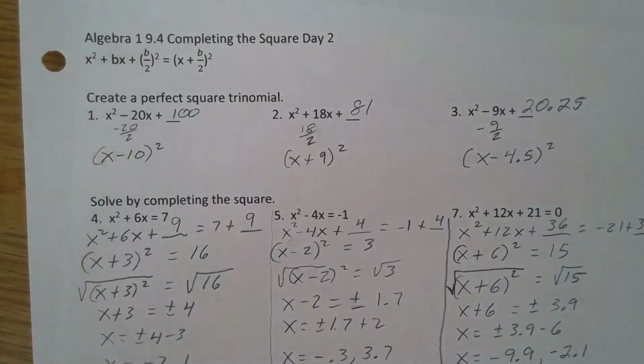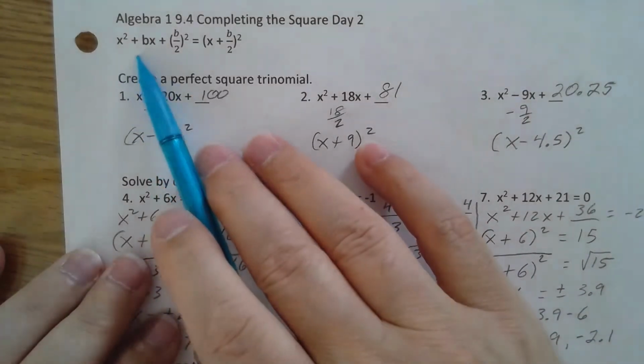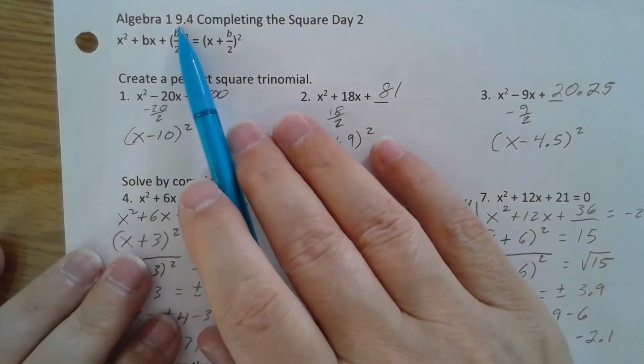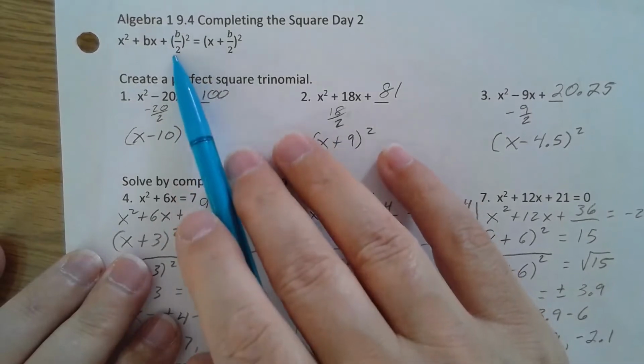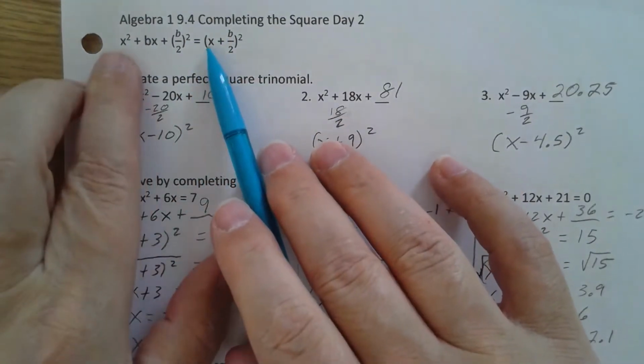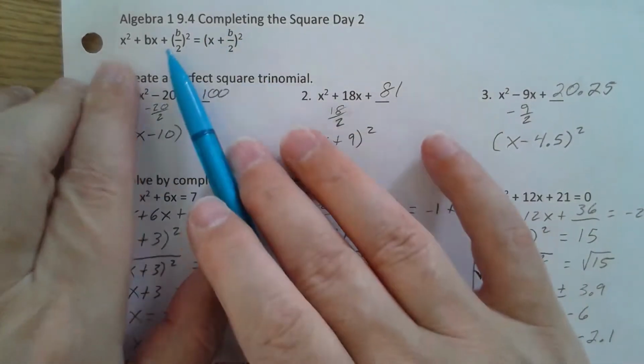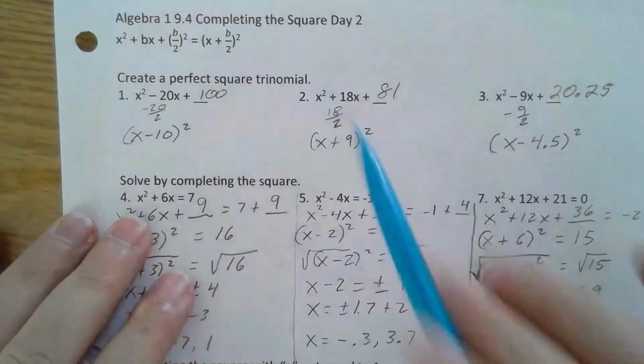Right, so here we have Algebra 1, 9.4, completing the square, day 2. Okay, so we have x squared plus bx plus half of b squared is equal to x plus half of b, the quantity squared. That factors to this.